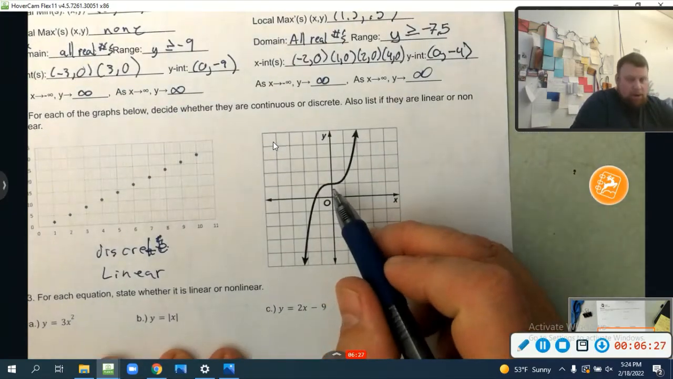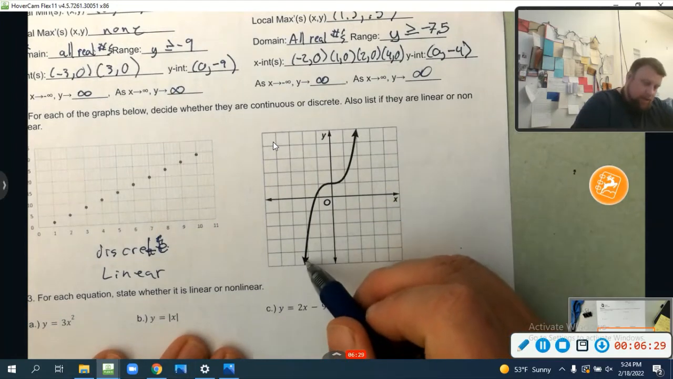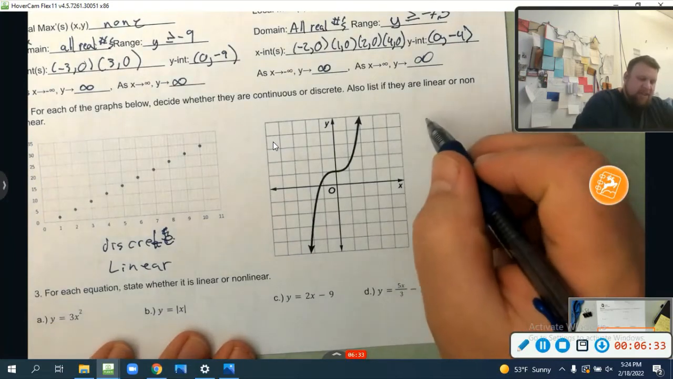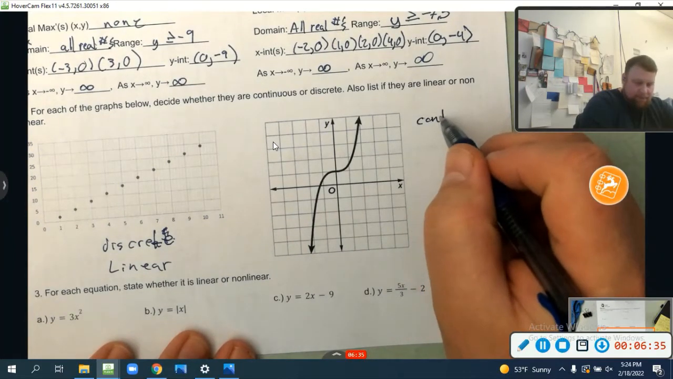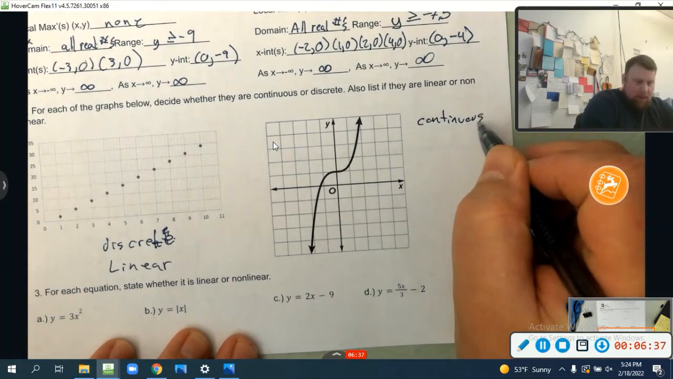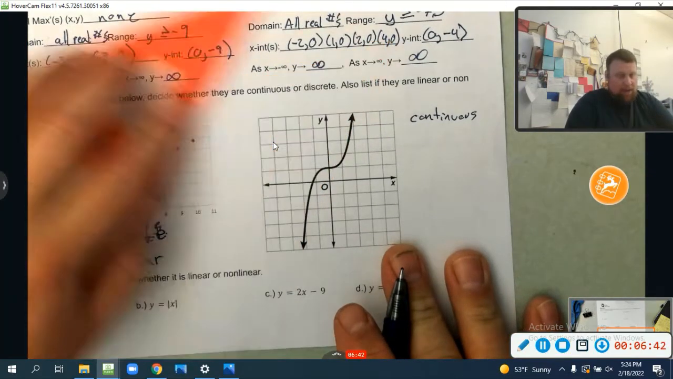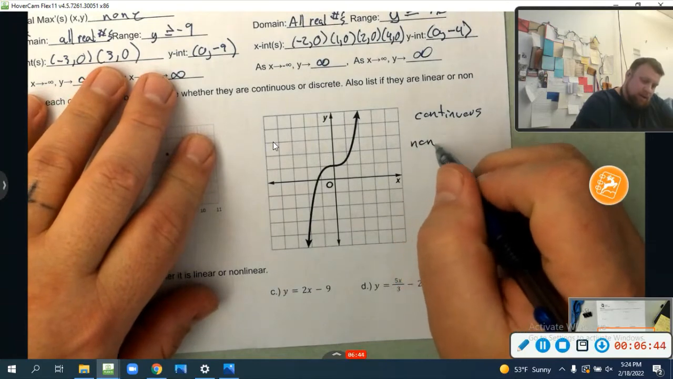All right, let's look right here. This is continuous. It flows. There's no breaks, nothing. Perfect. So this is continuous, but it is not a straight line. Clearly, my ruler is not going to hit every point with that, so it is non-linear.